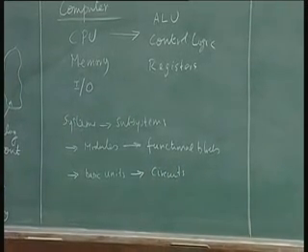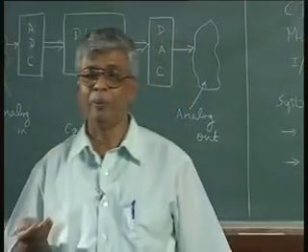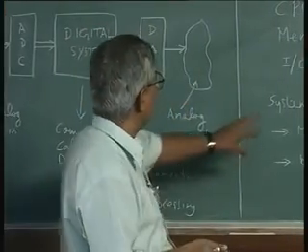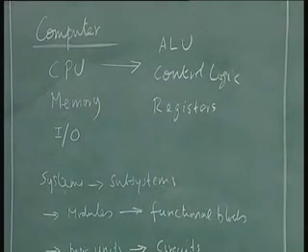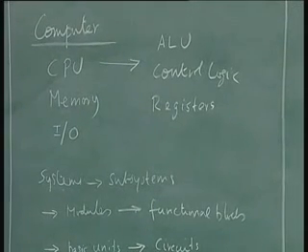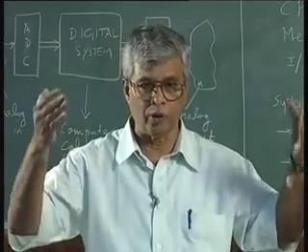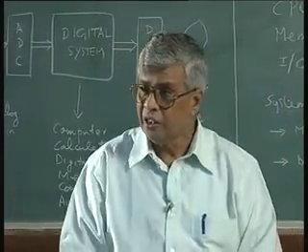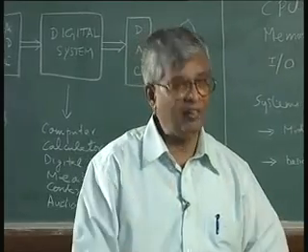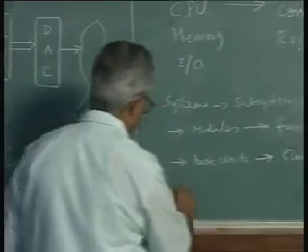So, now if you think of a computer like this, it becomes a much more manageable task. Like that I can think of memory, like that I can think of I/O. So, any digital system can be broken down into subsystems, can be broken down into modules, can be broken down into functional blocks, can be broken down into logic units, can be broken down into circuits. Circuits are made up of devices and components.